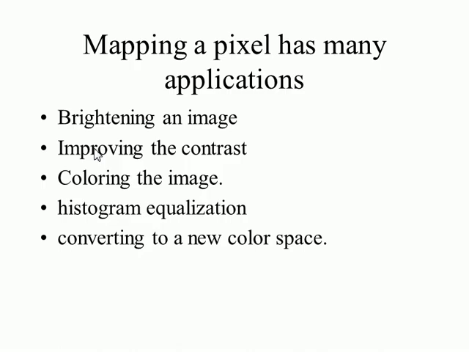So why do we need this? What's the motivation? And the answer is you can do brightening of the image. You can improve the contrast of the image. You can color the image. You can do a histogram equalization of the image in order to be able to improve the dynamic range on the image. You can convert to new color spaces. What's a color space?